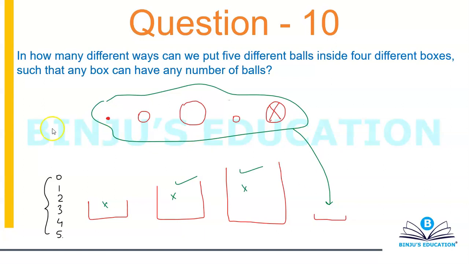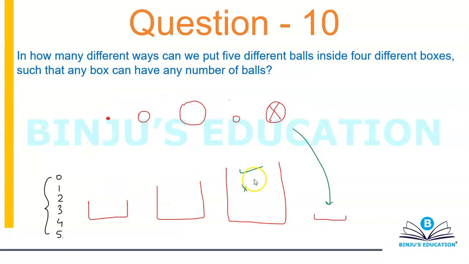So what can we do? If I start thinking from the ball's perspective, I can say ball number 1 has 4 options: box 1, box 2, box 3, box 4. It has all the 4 options because it has to go inside one of the boxes. There is no other possibility. Similarly, for the second ball, I'm again going to have 4 options. Third ball, again 4 options. Fourth ball, again 4 options. Fifth ball, again 4 options.